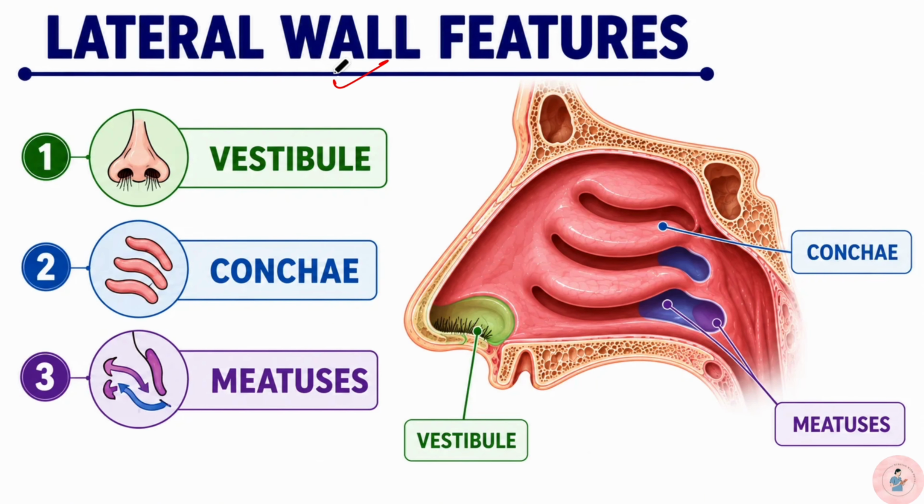Next we have the lateral wall. Lateral wall means the side walls of the nasal cavity. Okay. This is our nose. This is the medial wall. So these side walls of the nasal cavity are the lateral walls. Fine. Within the lateral wall we have three features: the vestibule, concha, and meatus.